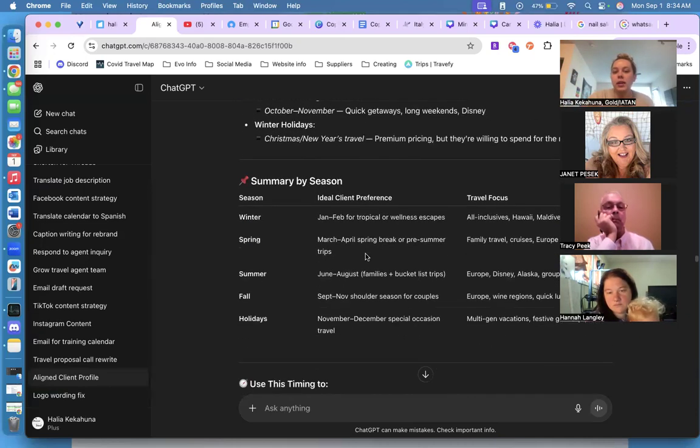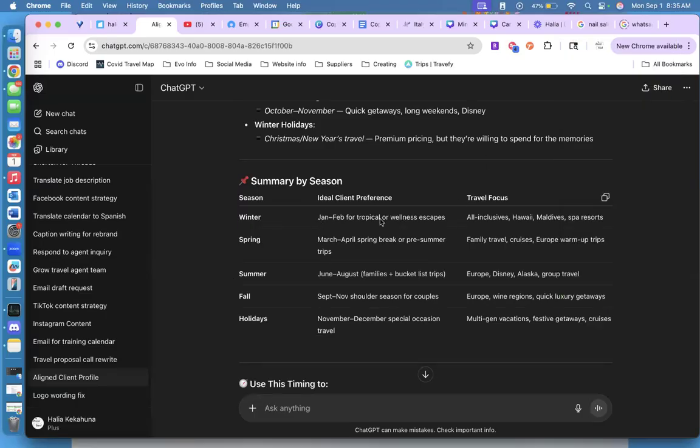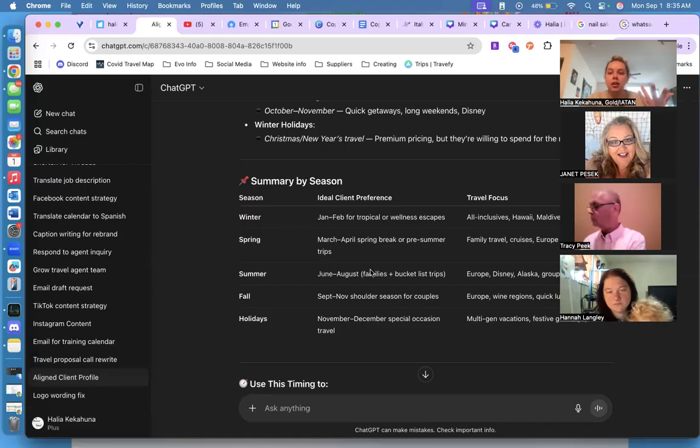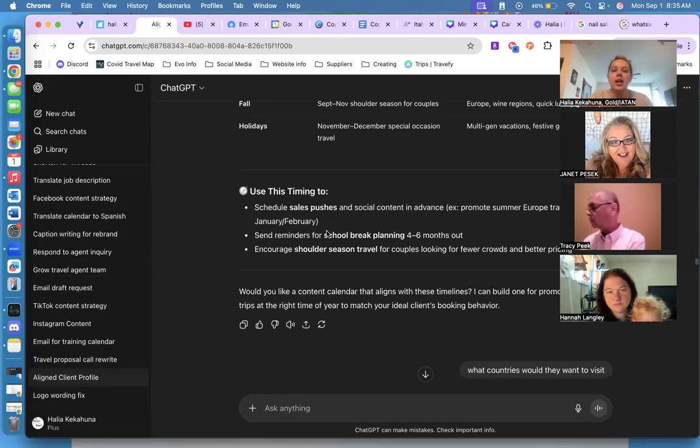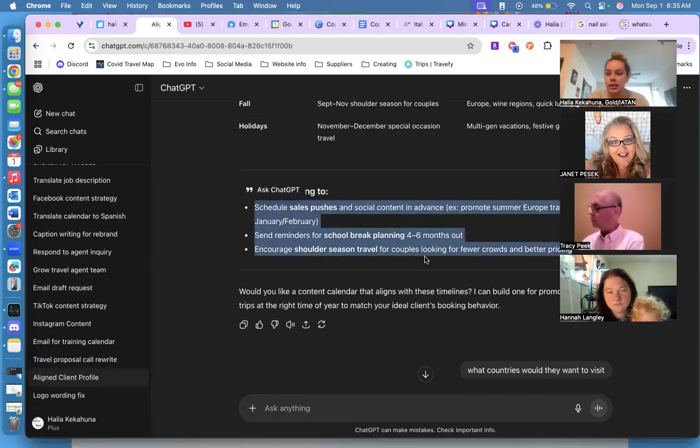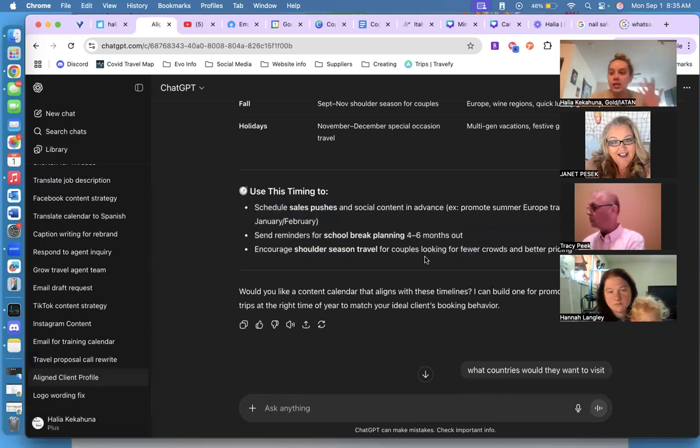Luxury families, different summary by season, right? Travel focus. So in January to February, I can focus on tropical or wellness. March to April, I can focus on family travel, cruises. I can focus my marketing based off of the season, based off what ChatGPT is telling me they would prefer, right? Then I can use this again to schedule sales pushing, send reminders, all of these things. It's giving me tons of information on how I can be the best travel agent for my aligned client.